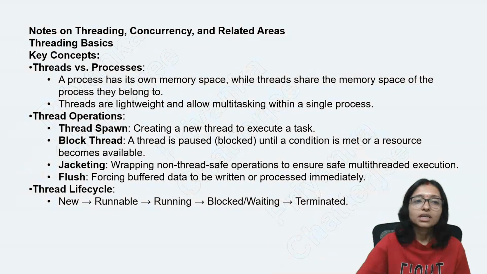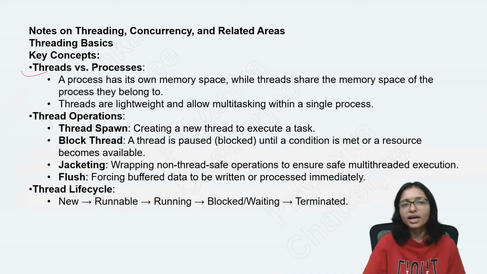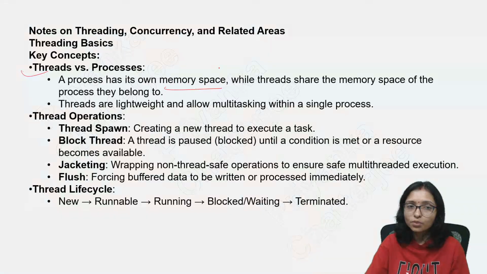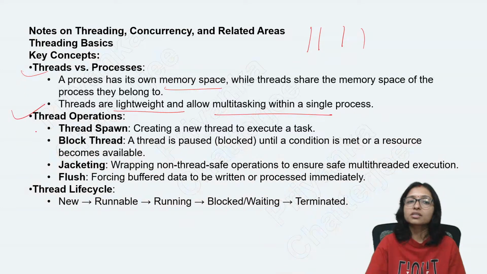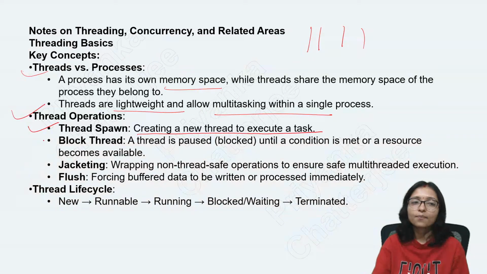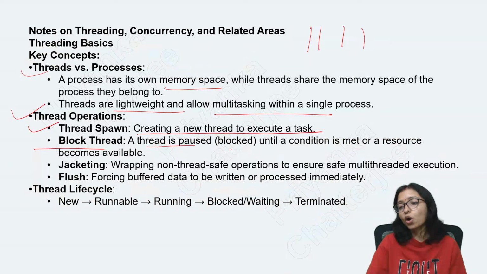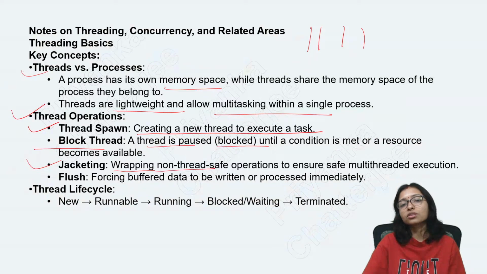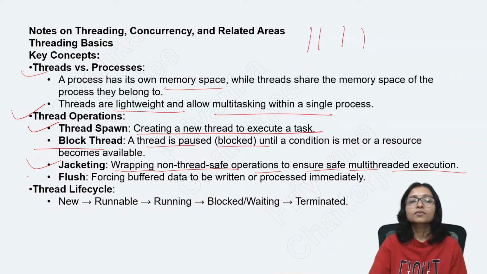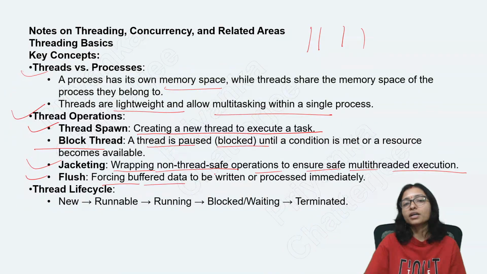I am telling you thread versus process. This is very important. You know that a process has its own memory space and a thread is lightweight and allows multitasking, meaning you are dividing work in parallel, that is called a thread. Now thread operations. This is thread spawn: creating a new thread to execute the task. Block thread: the thread is paused, that is blocked. Jacketing means wrapping non-thread-safe operations to ensure safe multithreaded execution. Flush: forcing the buffer data to be written or processed immediately.